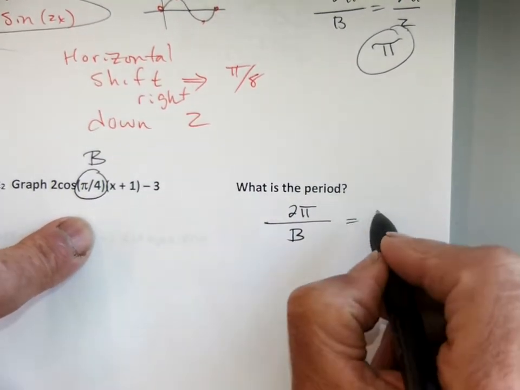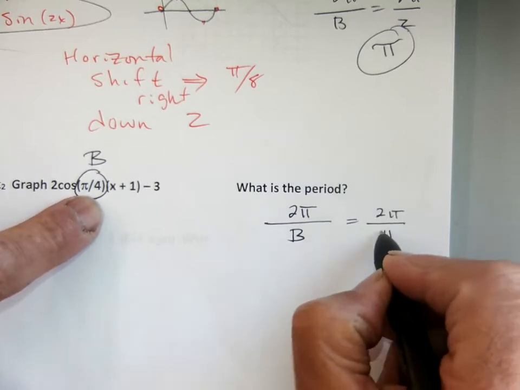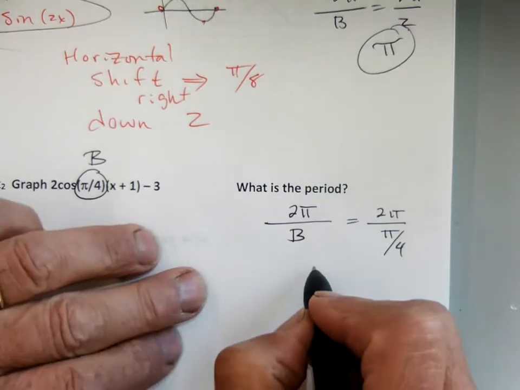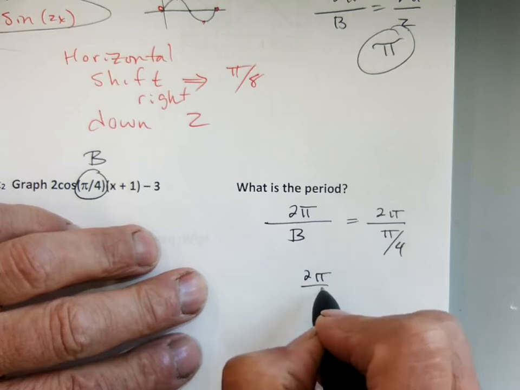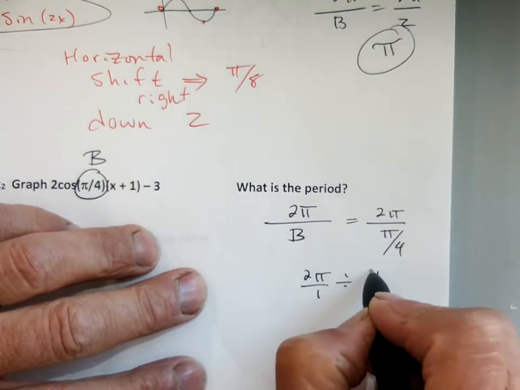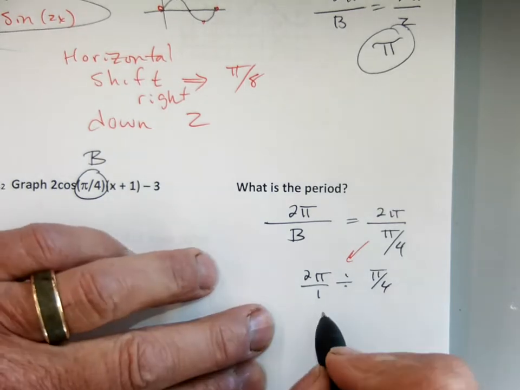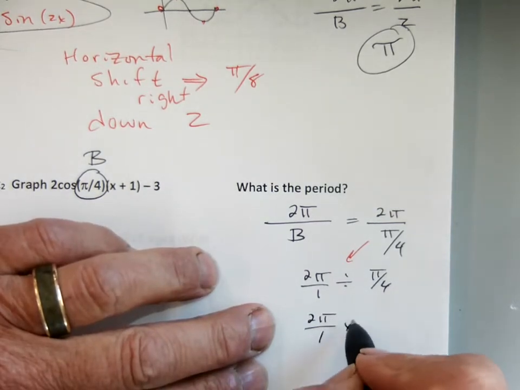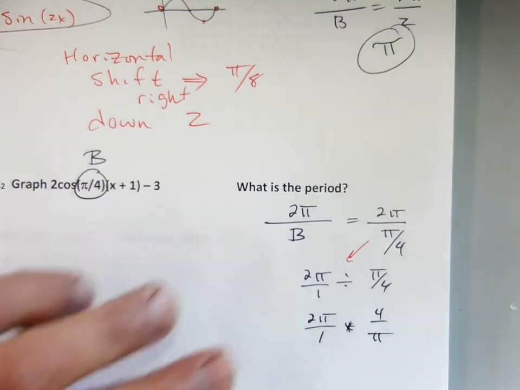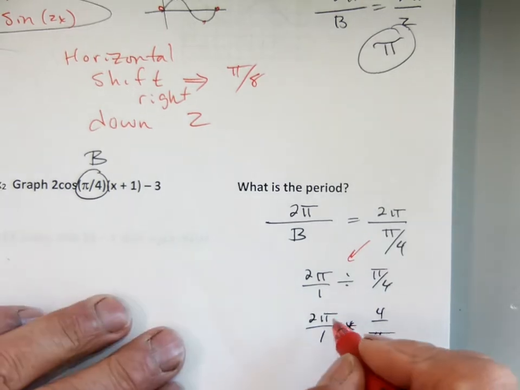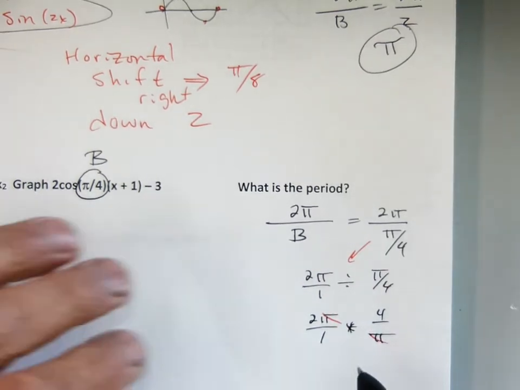So to find the period, I'm going to take 2 pi and divide by pi over 4. Well, I'm going to have to do a little fraction math. The same thing as 2 pi over 1 divided by pi over 4. Okay, I'm just rewriting this so I can do a little fraction magic, or 2 pi over 1 times 4 over pi, right? I inverted and multiplied. Pi's cancel, and I get a period of 8.